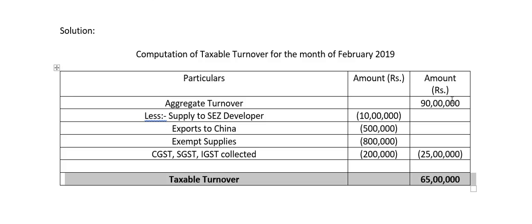So what is taxable turnover? Very simple, 90 lakh minus this 25 lakh: 10 lakh, 15, 23, 25. 65 lakh will be the taxable turnover.